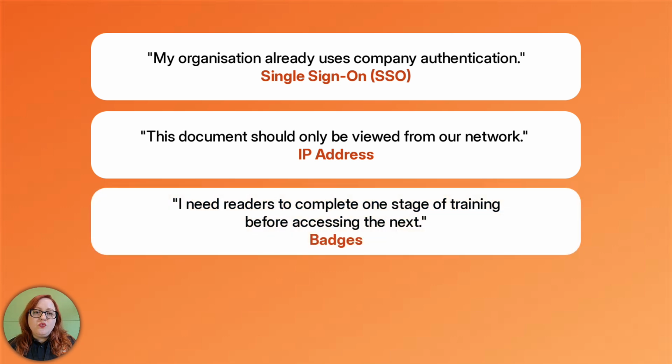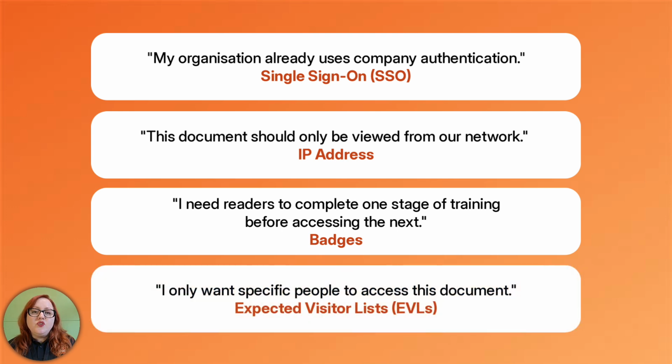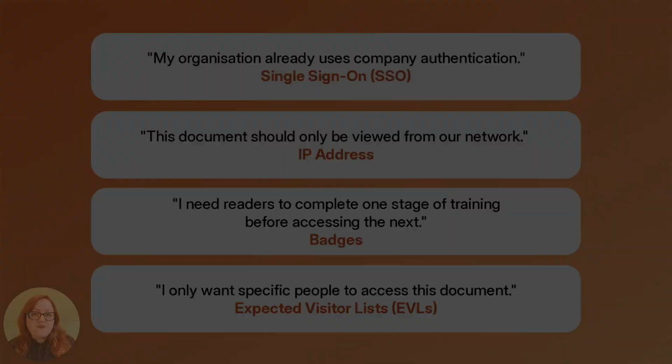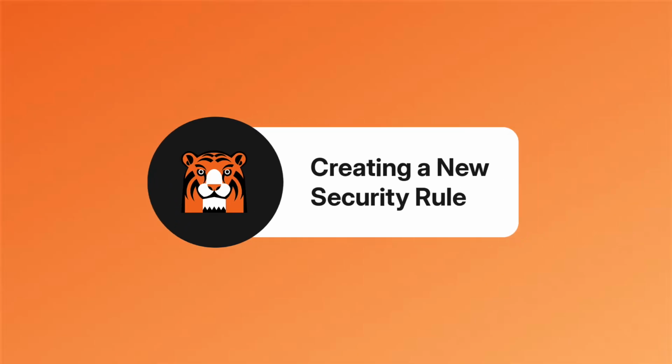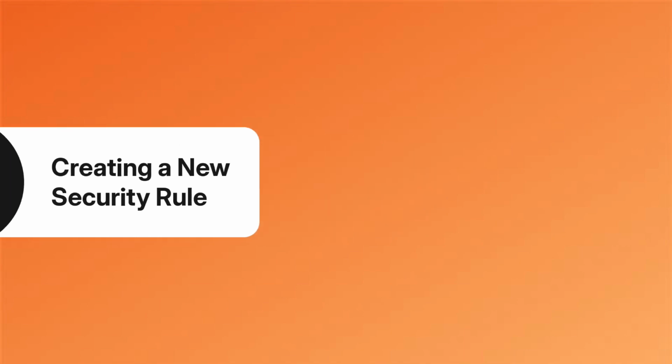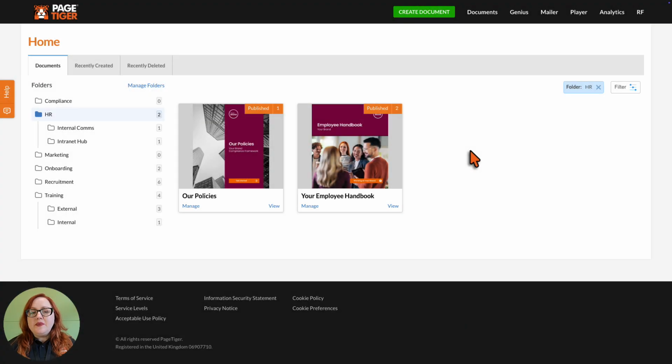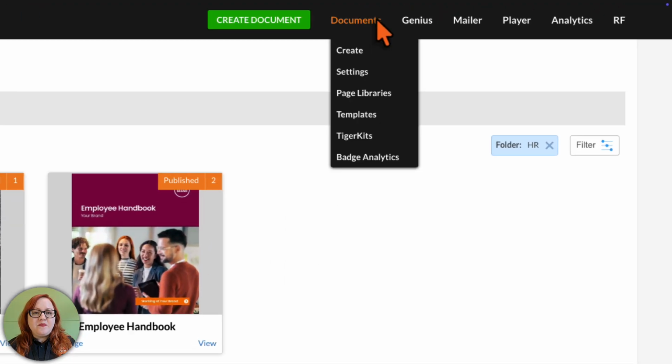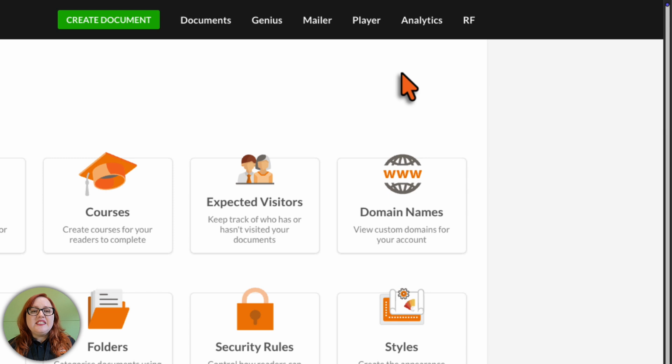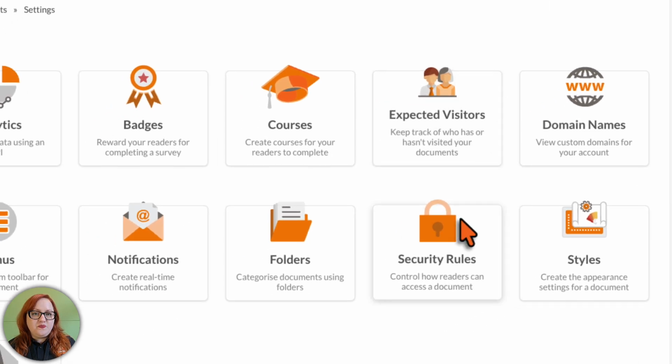Badge security rules are ideal for gated learning experiences. Expected visitor lists allow you to restrict access to a predefined group of approved readers and can help you easily identify who has engaged with your content and who may require a follow-up. All security rules are managed from one central location. And to access them, simply click on Documents, then Settings, and select Security Rules.